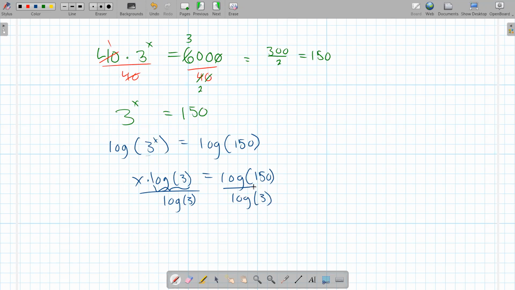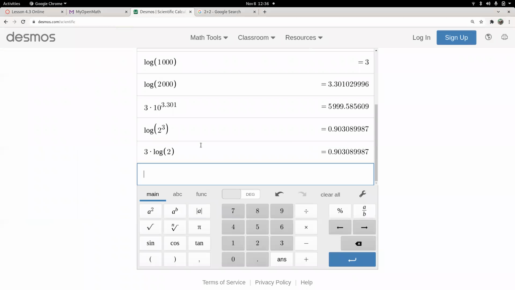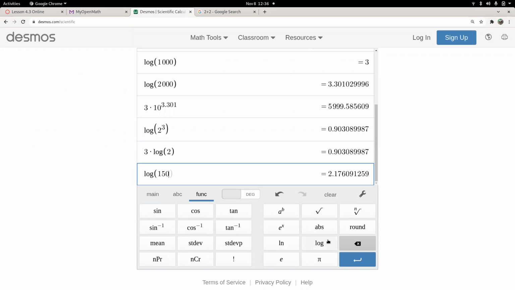Log of 3. You might be tempted to cross those logs out. That doesn't work. We'll see that on a calculator in a second. So on the left side here, I have a number divided by itself, which is 1. 1 times x is x. x is that crazy fraction right there. And then we'll test it on the original equation. See what happens. Calculator. Log of 150. And again, that log button, you can either type it if you're on a computer or pull it from the function menu here.